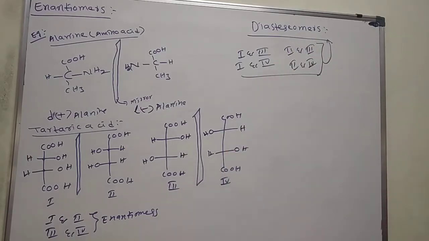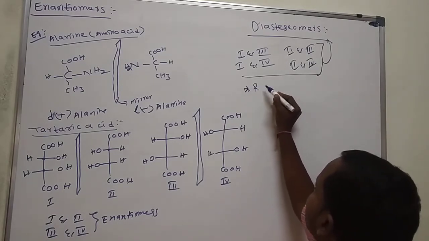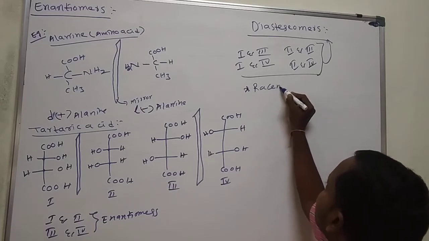Okay, these have different properties. Enantiomers and diastereomers have different properties, such as different melting points, boiling points, and so on. Okay, in continuation, I want to explain the racemic mixture.